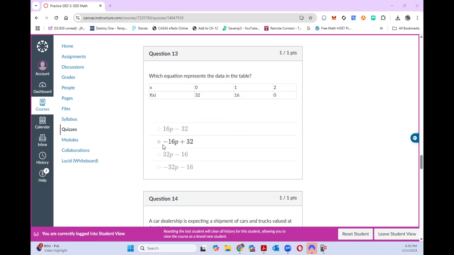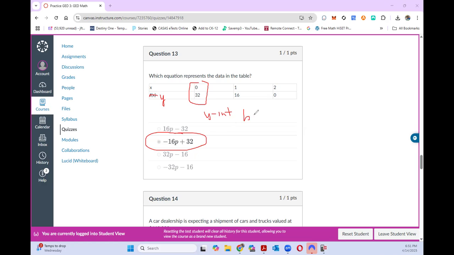I understand which equation represents the data in the table. Now, you could have done it this way. What happens is this f of x throws you off. It doesn't matter. What you've got to understand is a linear equation. X is my input. F of x is my output. So this is the same thing as y. And instead of a vertical table, I gave you a horizontal table. When x is 0, that's my y-intercept. So my y-intercept when x is 0 is 32. The only one that has a y-intercept of 32 is B. That's the easy way.